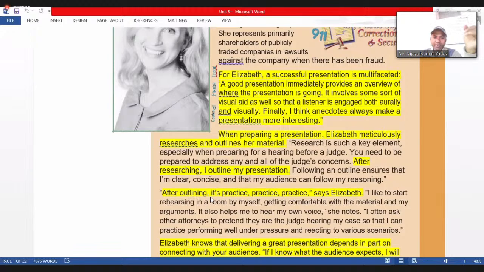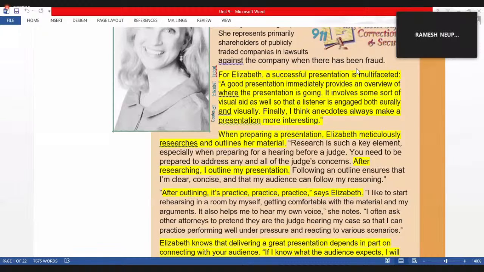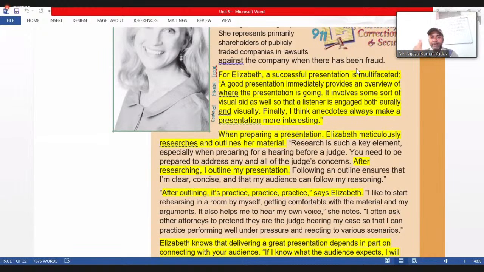After outlining, it's practice, practice, practice, says Elizabeth, isn't it? So after you have prepared the outline, so you have arranged the topics and subtopics in proper order, and on the basis of that, you are going to have the presentation. Before having the final presentation, you need to practice many times. If you have practiced many times, only then will your final presentation be effective. So that's why she is focusing on practice, practice, practice.